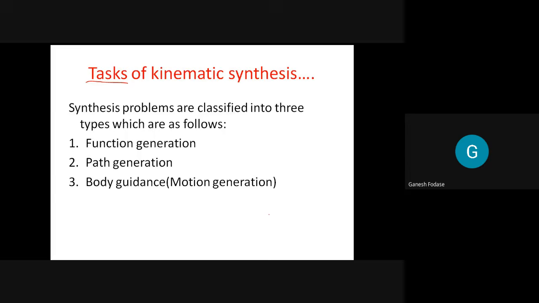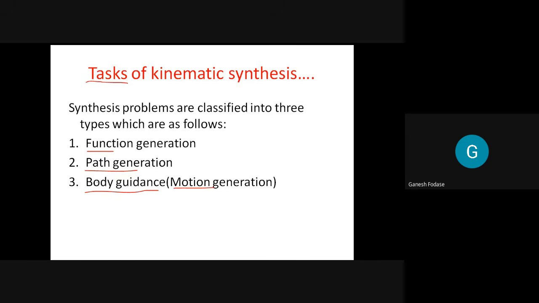Remember, we are preparing you for the designing of mechanisms, and for the creation of a mechanism, we are now studying what theory is required for that design. So first we discussed types. Now we are discussing tasks, or you can say classification of synthesis problem. There are 3 types: a synthesis problem may be a function generation problem, a path generation problem, or a motion generation problem. Motion generation can also be called body guidance. So there are 3 tasks of synthesis as discussed. Now we will discuss these 3 tasks one by one.